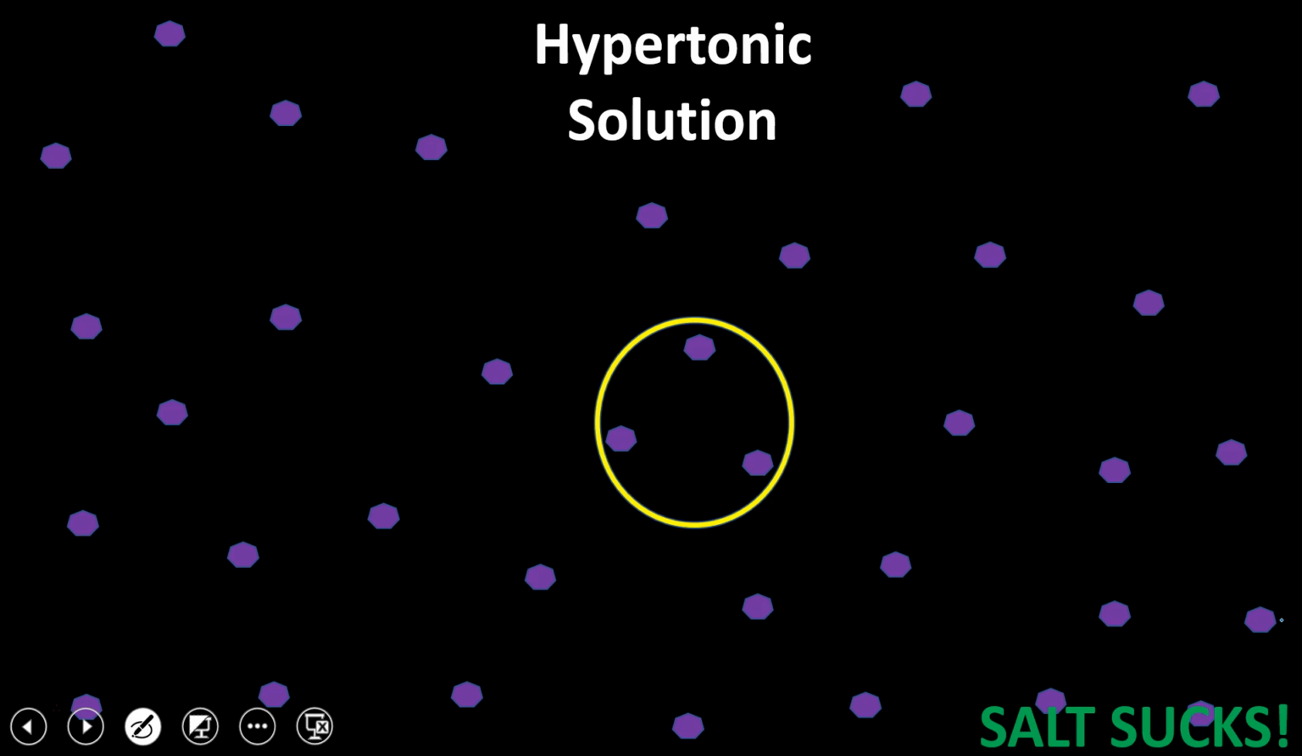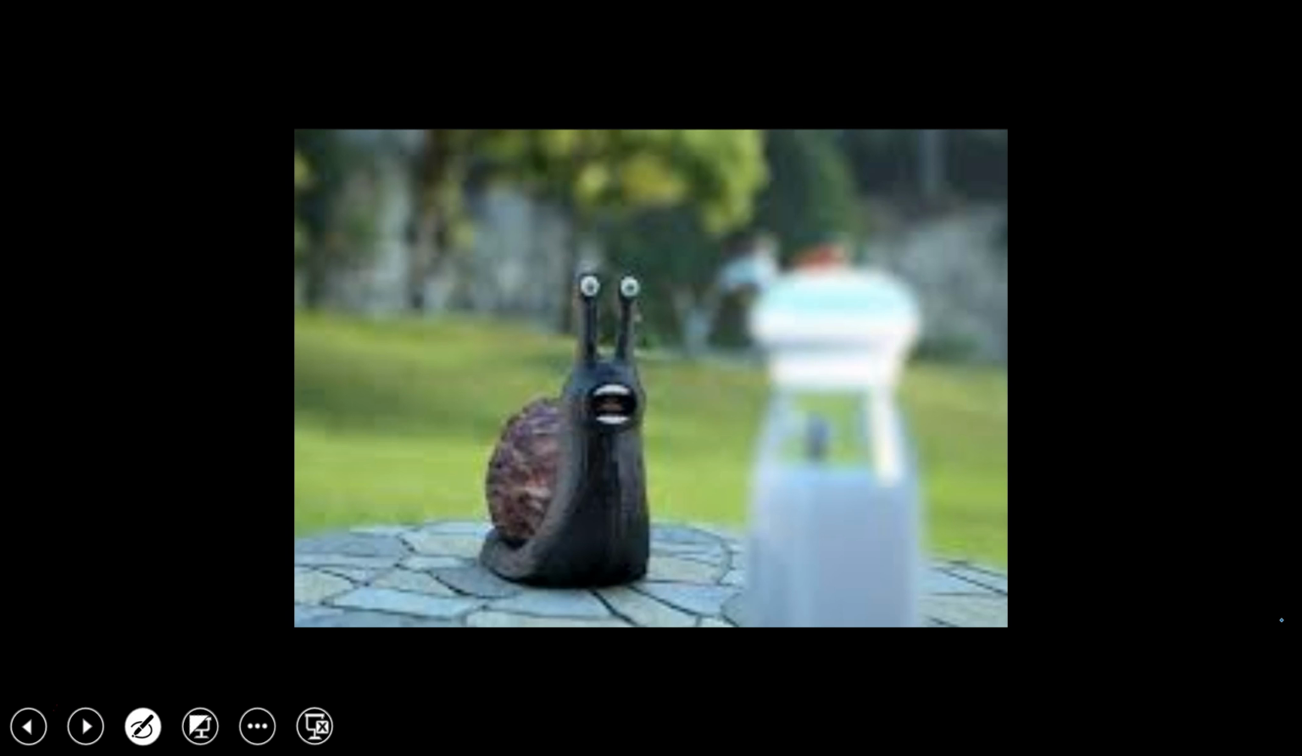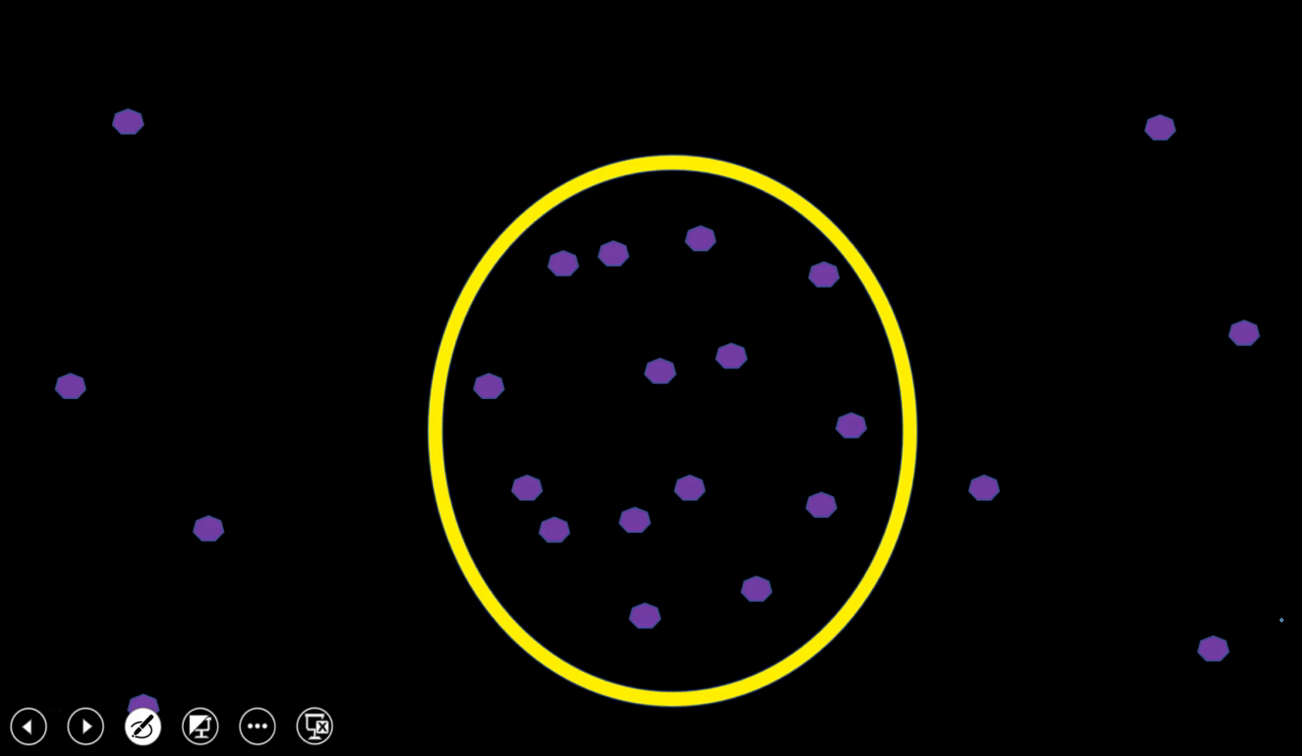Okay? And you guys may have seen this before. If you've ever put salt on a snail or a slug, you'll see that it kills them, okay? And you see that they start to get wetter because it's actually drawing water out of all of their cells. And that snail or slug actually dehydrates to death because that water is leaving their body, okay? Let's look at the exact opposite.